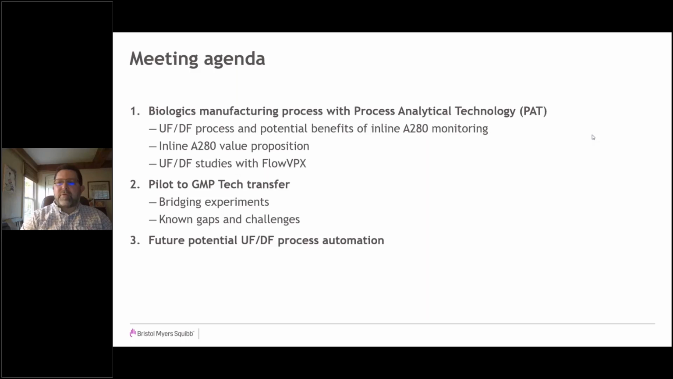Second part, since we're now using the FlowVPX for the past few years, we've been seriously considering moving it from the pilot lab into the GMP space, because this instrument, the VPX, was built as a GMP caliber instrument. So we've been doing bridging experiments in the pilot lab, and we'll show you a limited amount and known gaps and challenges. And then the future potential for UFDF process automation.